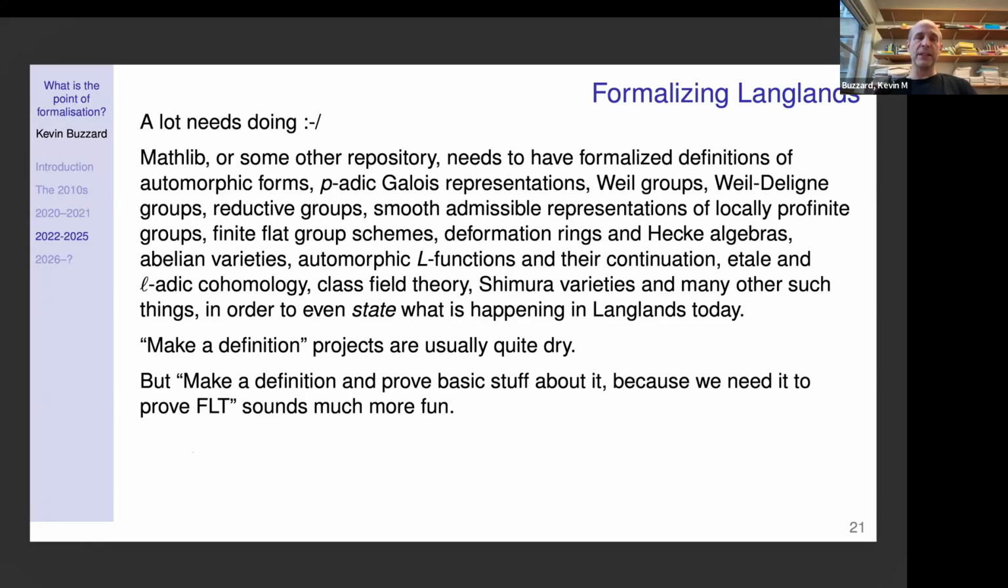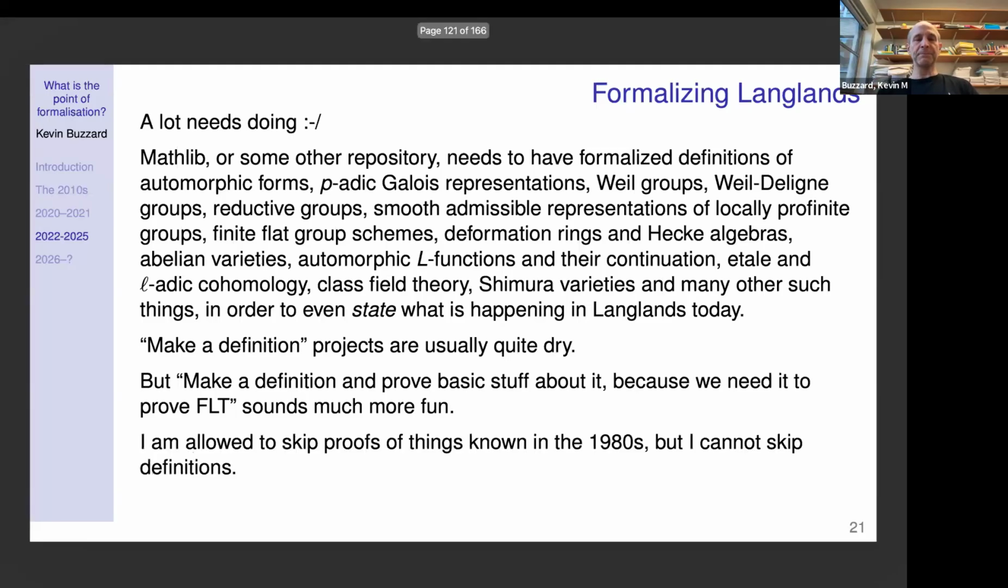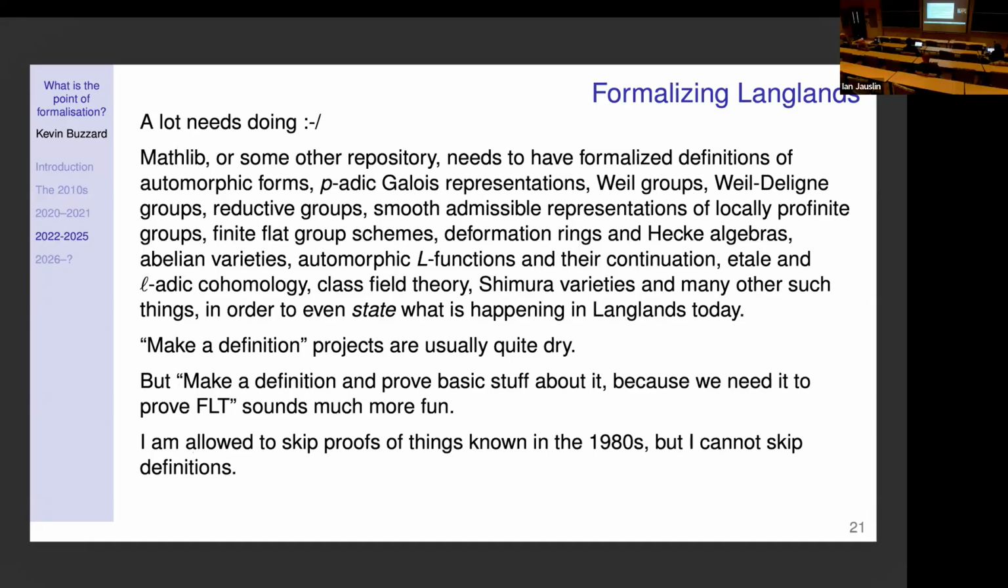Oh, look, we've got to make all these definitions. Ah, but that's going to make the library better. Oh, look, we can suddenly state lots and lots of deep and profound conjectures. I argued that that was a big step in the right direction. I'm allowed to skip proofs, but I said I wouldn't skip definitions, you see. So there are some things that we're going to have to be doing in the next few years, although I don't need all of these things because I'm going to skip the 1980s, so I can skip a lot of this stuff. But I'm certainly going to need p-adic Galois representations. That's for sure.